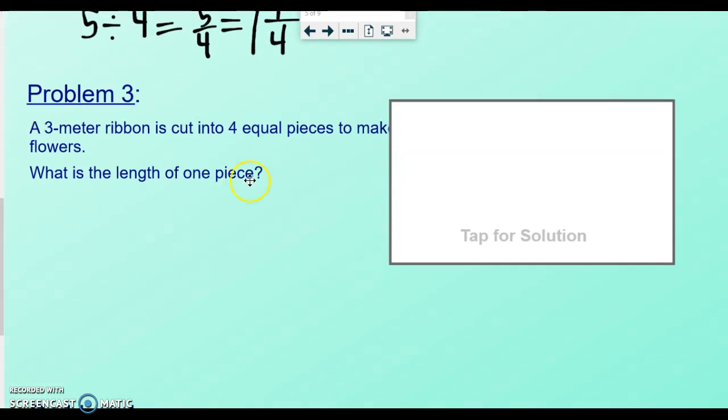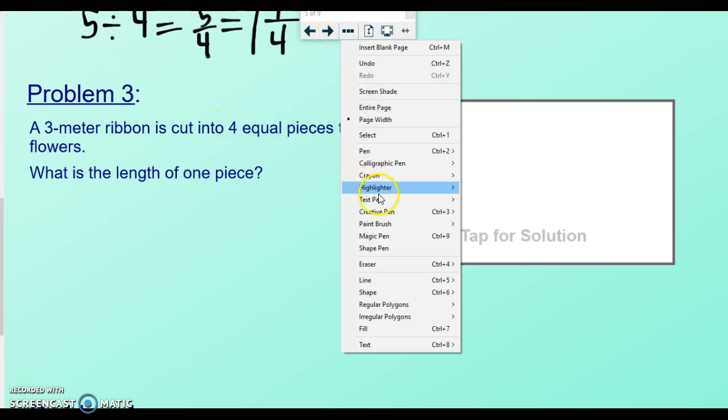Okay, I'm going to do one more kind of with you, and then we'll let problem 4 you guys do on your own, and then I'll reveal the answer. Okay, so let's look at this. This one says a 3-meter ribbon is cut into 4 equal pieces. Wow, they really like 4 equal pieces, huh?